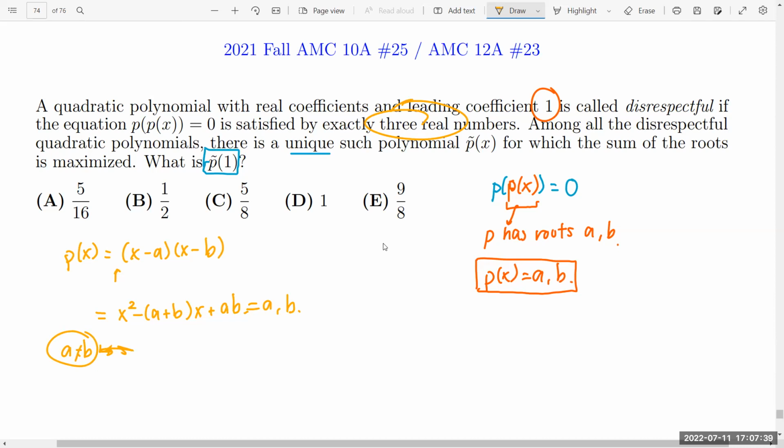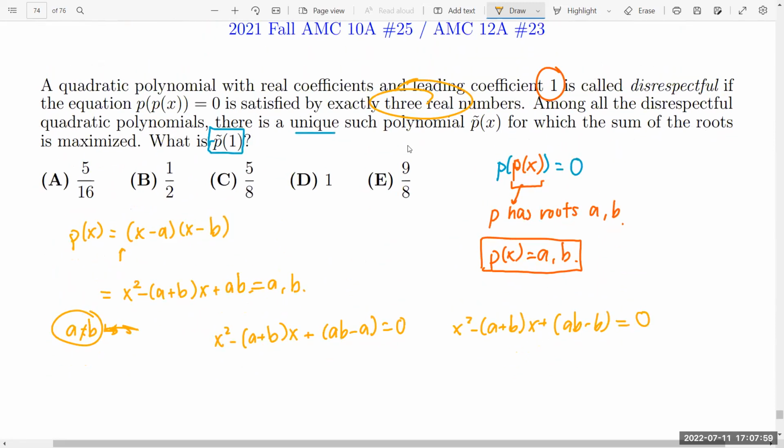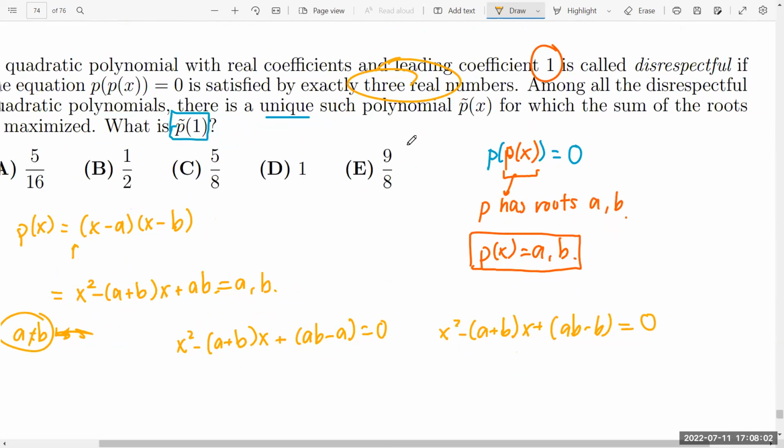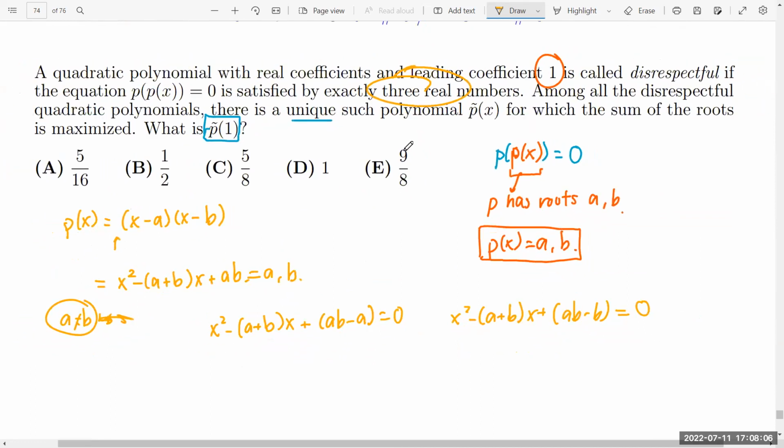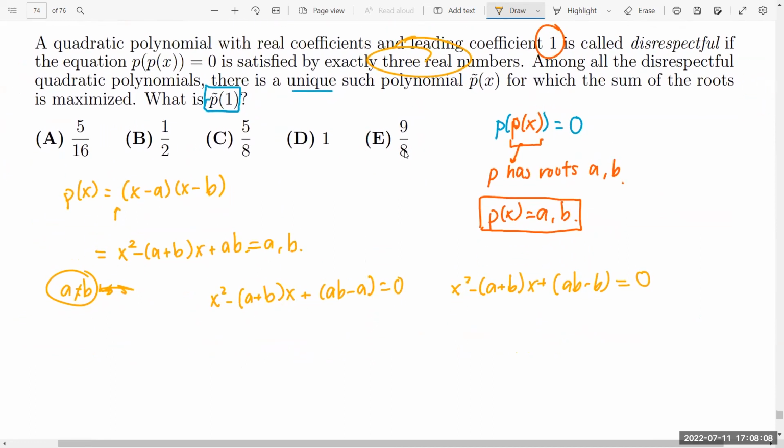So at this point, we have x squared minus a plus b times x plus ab minus a is 0. That's one of the equations. And then x squared minus a plus b times x plus ab minus b is 0 for the other equation. We need to solve each of these, and we should get a total of 3 real numbers here. And now that we have this, we have a nice way of doing this.